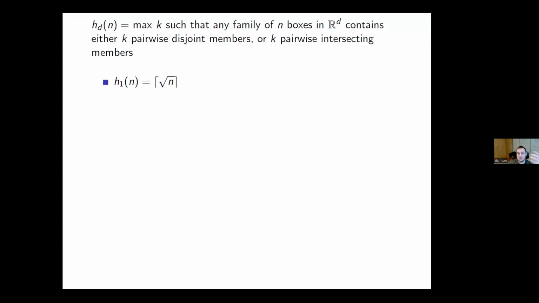Then the one-dimensional case is again very simple. Here we get that it's exactly square root n. Now for H_d(n), it's easy to show that it's at most square root n. The usual construction is that you put your boxes into separate cliques, and within each clique, any two of the boxes intersect. If you choose square root n cliques and inside each square root n boxes, then this gives you exactly this bound. So square root n is somehow this very natural barrier.